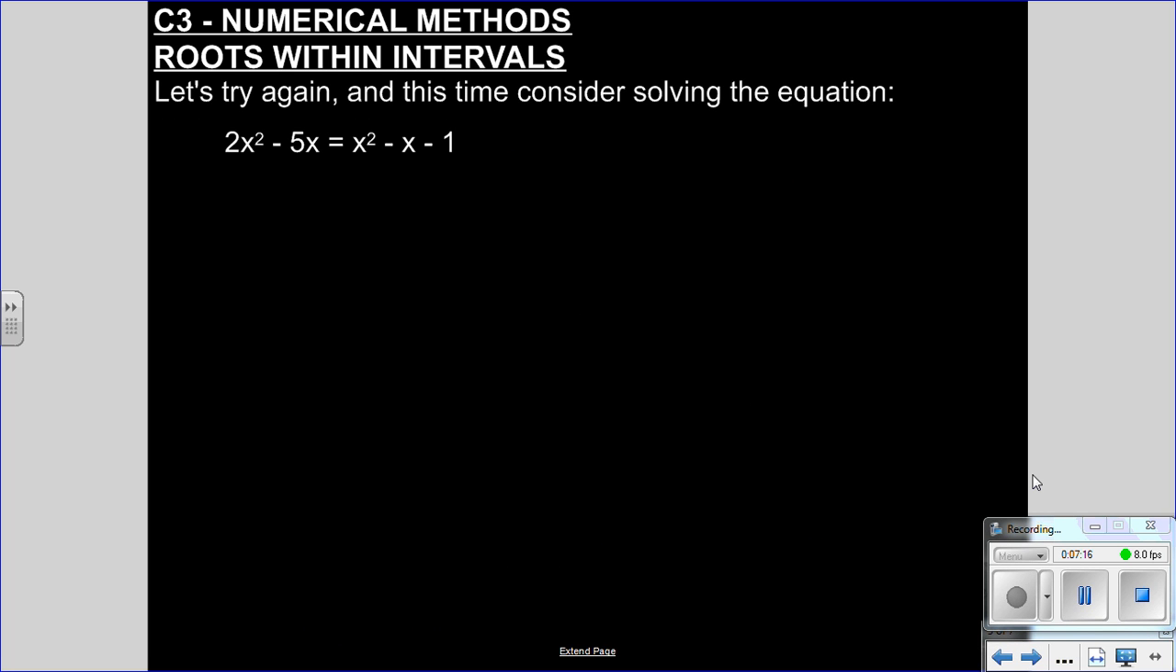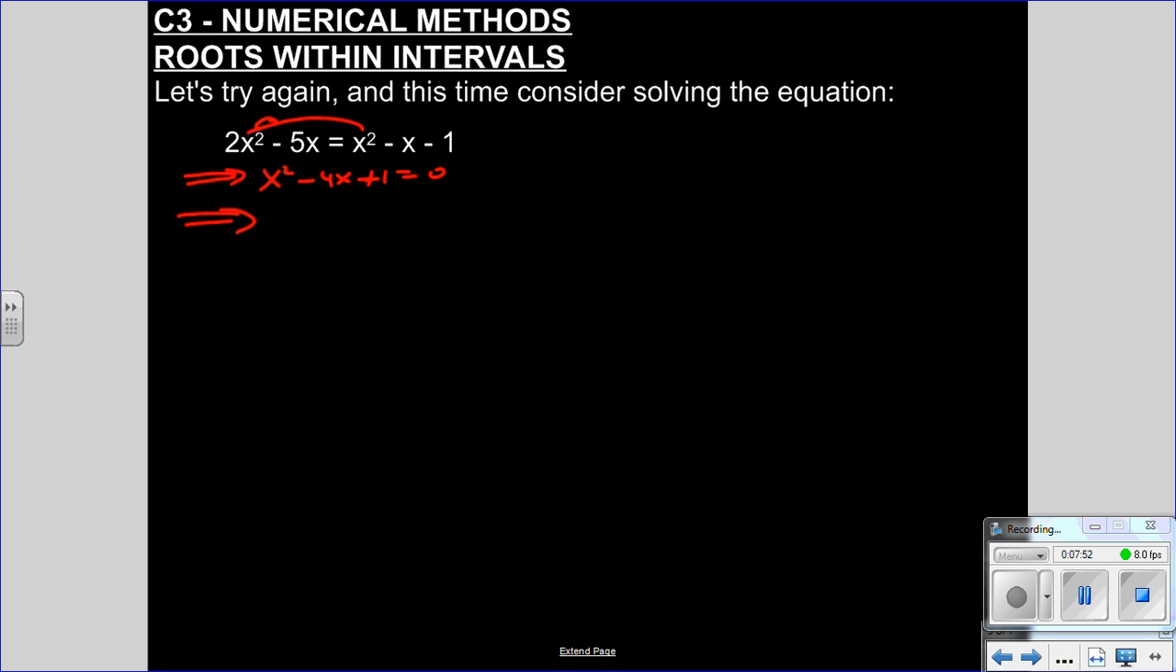Let's try again. This time we've got 2x squared minus 5x equals x squared, take 1, take x, take 1. We can't do anything with this. We're trying to find the roots of this. Obviously, we could solve this, couldn't we? We could just move everything over to the left. So I get x squared, that goes on over there, minus x, so minus 5x plus x, that's minus 4x, and then we got plus 1 equals 0. I could solve when that thing equals 0. But let's pretend we can't, and let's see how this numerical methods thing works.